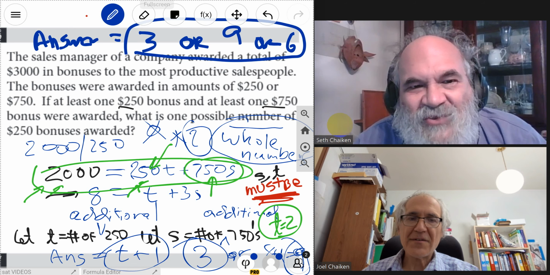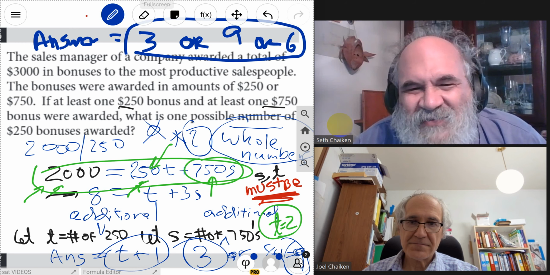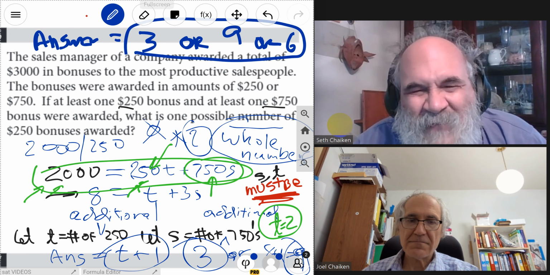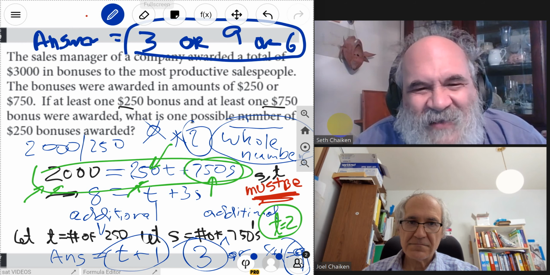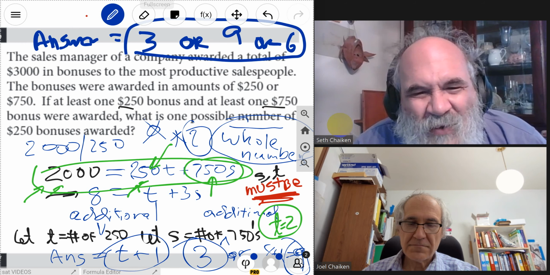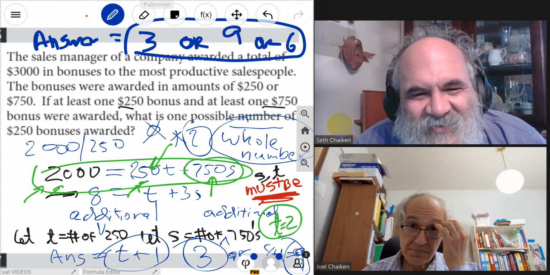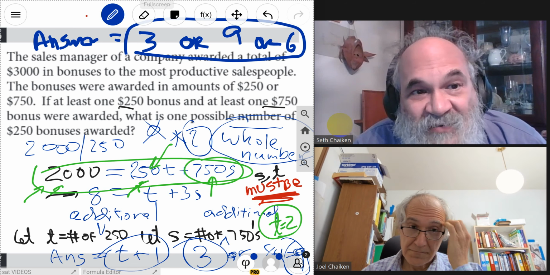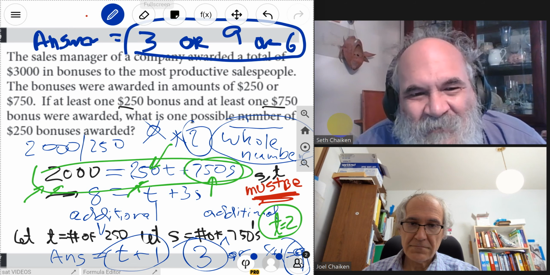Right. So that reduces the number of cases you have to look at. Noticing that 750 is big, or if you divide it out by 250, noticing that 3 is big compared to 1, leads you to search for the answers, not the way I did by considering possible values of T, but to consider possible values of S.